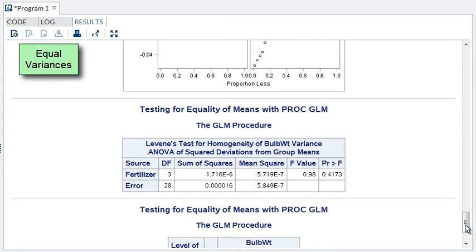You don't want to reject the null because that would be rejecting one of your assumptions, so you want a large p-value for this test. Because the p-value of 0.4173 is greater than 0.05, you fail to reject the null and conclude that the variances are equal. This is good. You verified the equal variance assumption.